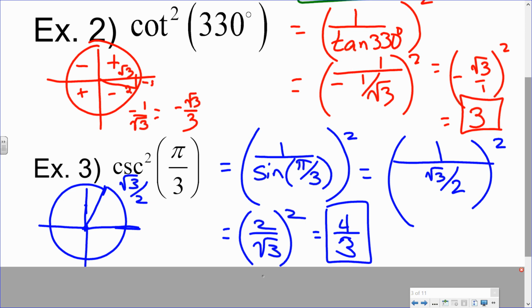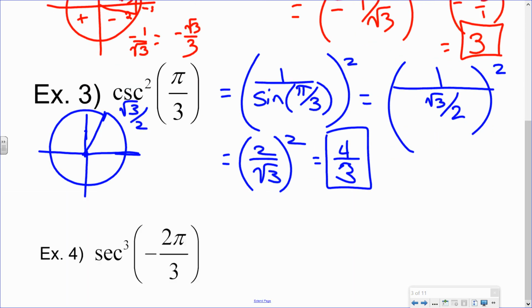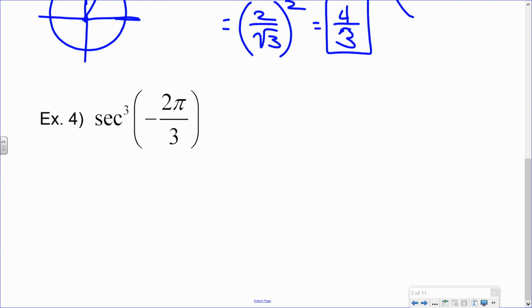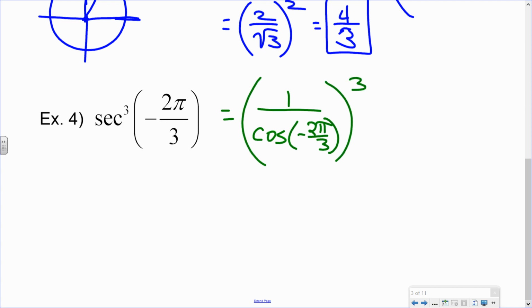Let's do one more and then we'll switch over to the equations of lines. Secant, 1 over what? So we first write down that this is 1 over the cosine of minus 2 pi over 3, and then we need to cube all of that. So show me, where are we if we are at minus 2 pi over 3? Where does that put us? Okay, minus, we're going to go down, in the clockwise direction. Pi over 3, 2 pi over 3, so we're in the third quadrant.